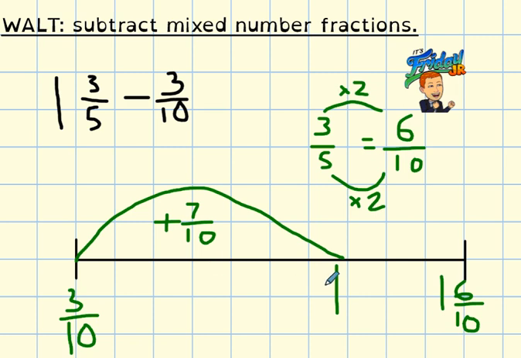I then need to get from 1 to 1 6/10. So how do I get from 1 to 1 6/10? I add on 6/10. I then need to work out what I added on in total.